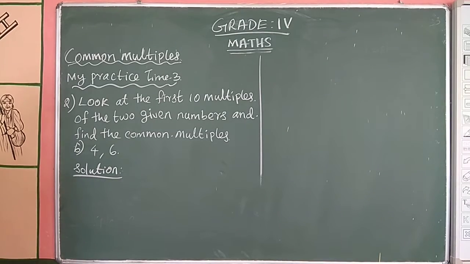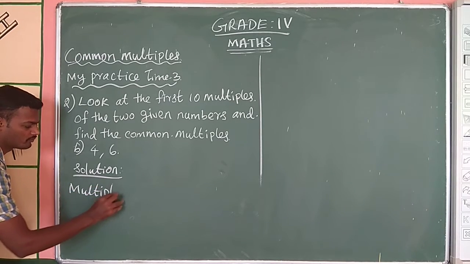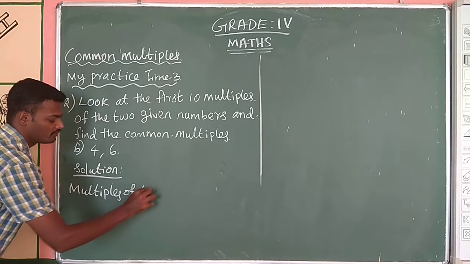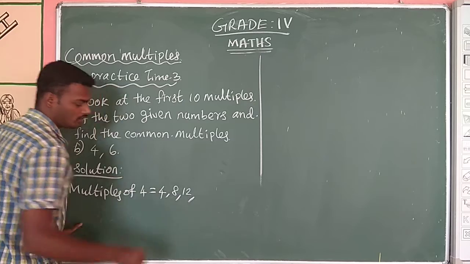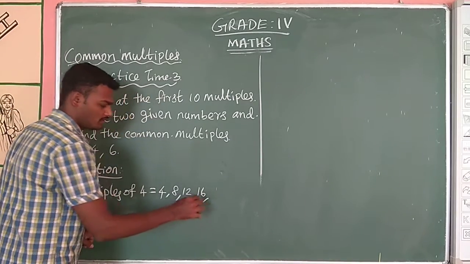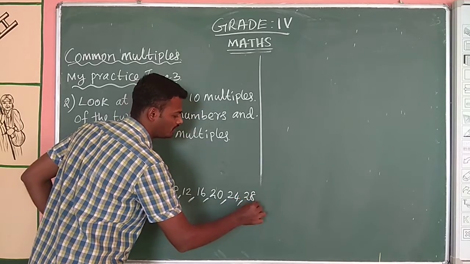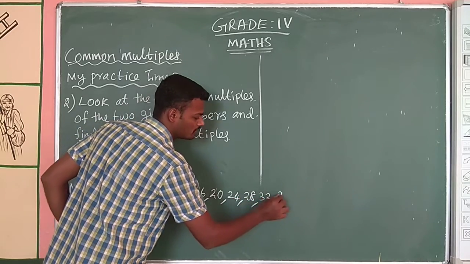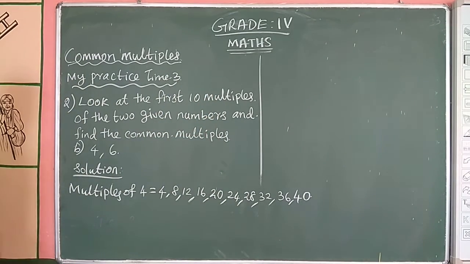Next one, second sum, part B: 4 and 6. First 10 multiples of 4 are 4, 8, 12, 16, 20, 24, 28, 32, 36, 40.